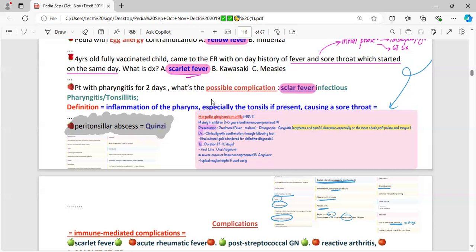Can somebody tell me how you would diagnose scarlet fever? Will it be clinical or will you order a test? Clinical, on the basis of the history and your examination findings, your sandpaper-like rash. And for the sample, you would take a throat swab and send it for culture and sensitivity.